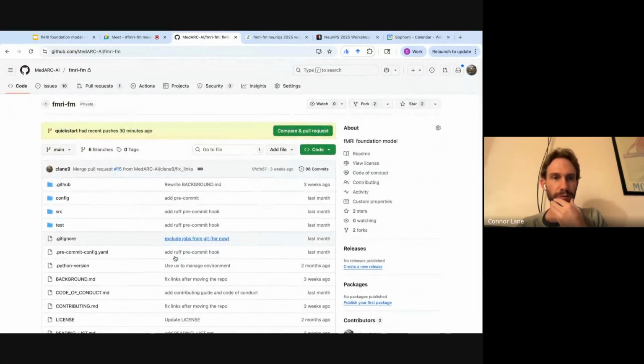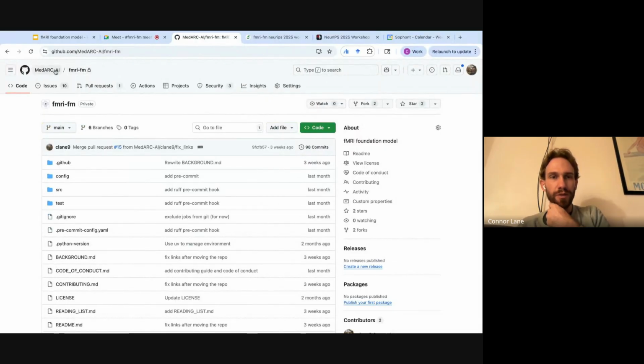So this is the repo, the fmri-fm repo at MedARC. The repo is not currently public. It should be public soon, and we'll decide exactly when to do that. The plan was to start the project and get the initial preprint done. We have a preprint we've been working on to write up our current results for a workshop at NeurIPS this year, and then we were going to make the code public. In the meantime, I'm happy to add anybody that would like access to the code directly to the repo.